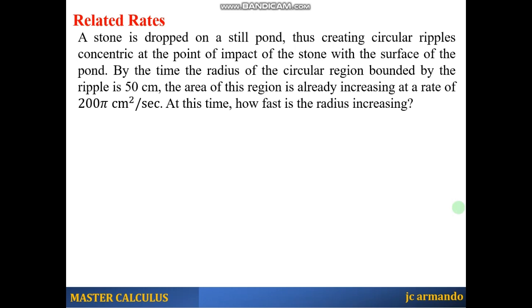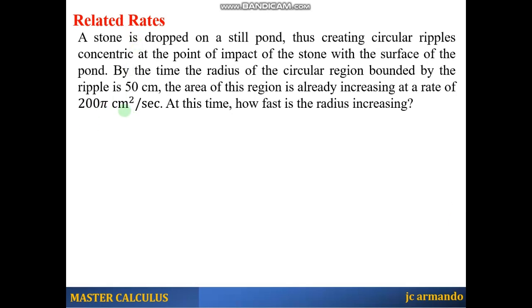Okay, let's have now the related rates. So, first one, a stone is dropped on a steel pan, thus creating circular ripples concentric at the point of impact of the stone within the surface of the pan. By the time the radius of the circular region bounded by the ripple is 50 centimeters, the area of this region is already increasing at a rate of 200 pi centimeters squared per second. At this time, how fast is the radius increasing?